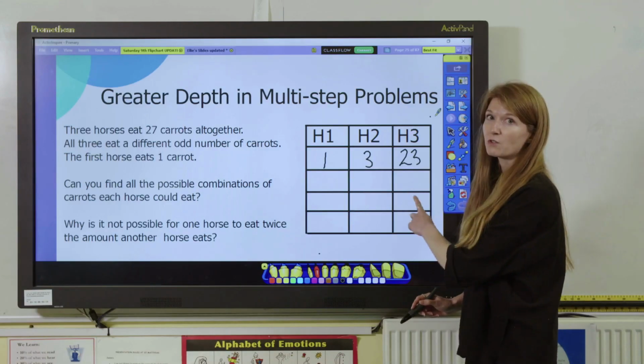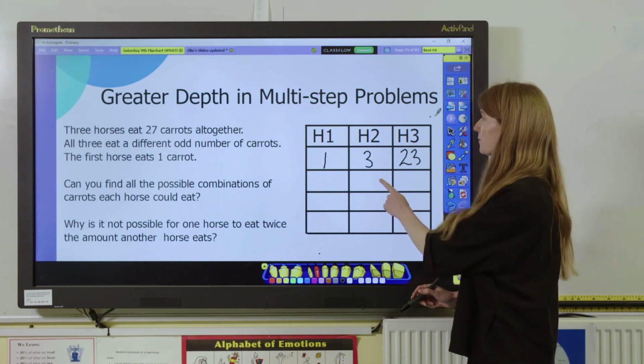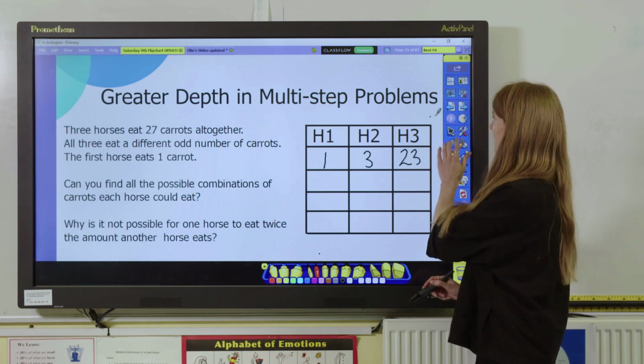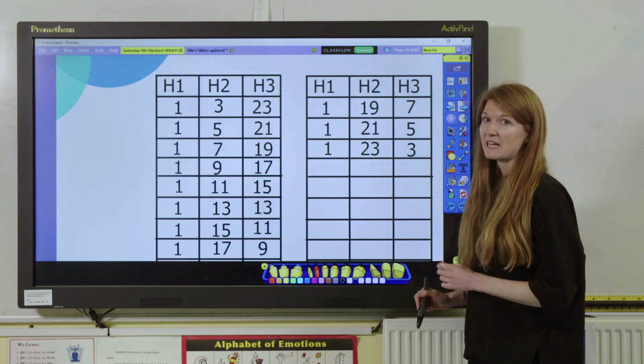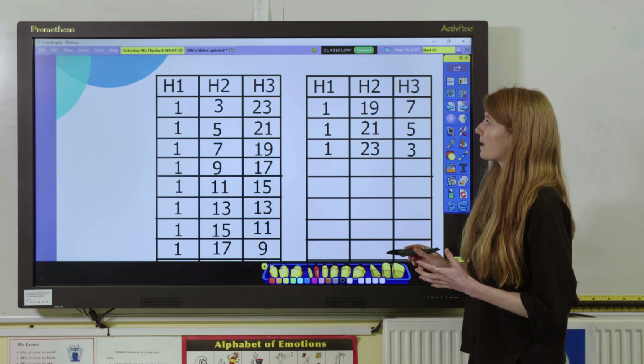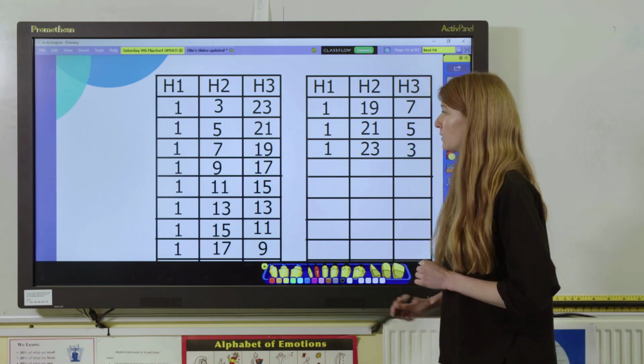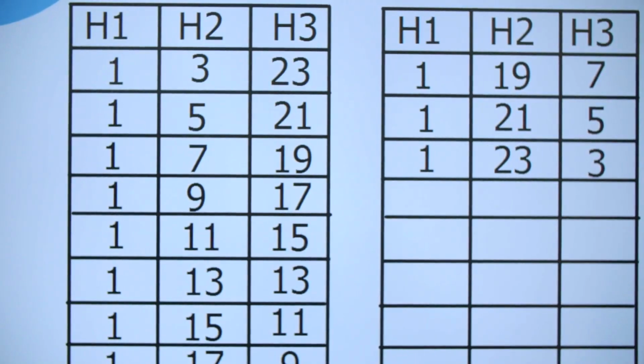Pupils can then continue to fill out the table in this way, choosing the next lowest odd number for horse 2, and that way they can make sure they don't miss any of the possibilities. They'd end up with something a little bit like this, and find that there were 10 different possibilities altogether. This one wouldn't count, because horses 2 and 3 eat the same number of carrots.